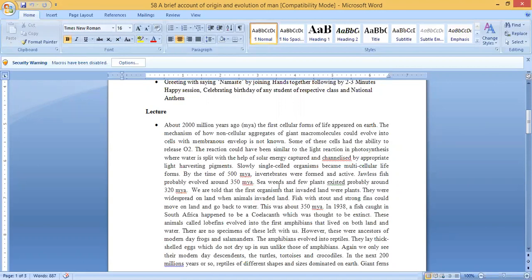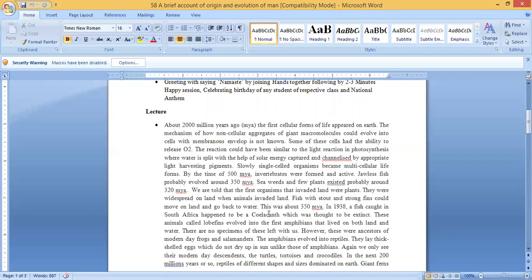By the time of 500 million years ago, invertebrates were formed and active. Jawless fishes probably evolved around 350 million years ago. Seaweeds and few plants existed probably around 320 million years ago. So we are told that the first organisms that invaded land were plants. They were widespread on land when animals invaded land. So fish with stout and strong fins could move on land and go back to water. So this was about 350 million years ago.